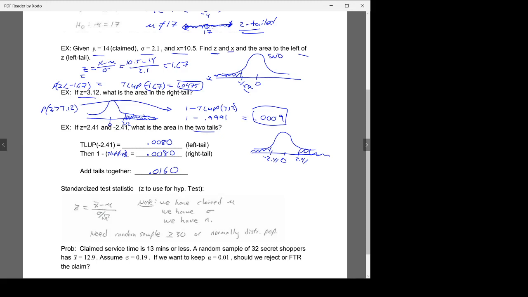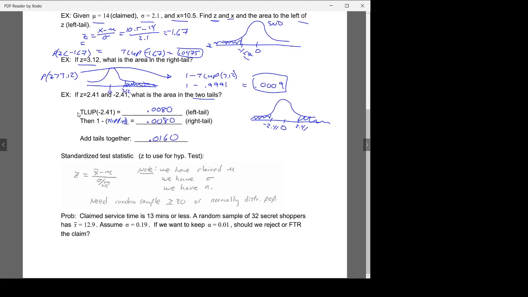And that's the area for both tails. So if you have a two-tailed test, you can just take the left value, look it up, and times 2. That's the bottom line for that.